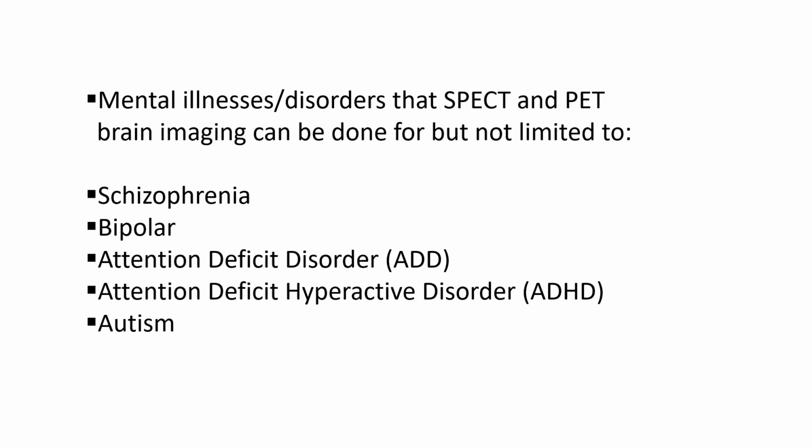Mental illnesses and disorders that SPECT and PET brain imaging can be done for are not limited to schizophrenia, bipolar, attention deficit disorder, attention deficit hyperactive disorder, and autism. Those are just a few of some of the research studies that are going on now, or assisting with diagnosis and treatment efficacy for those disorders.